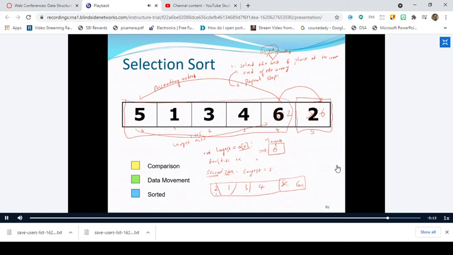Since 2 is greater, keep it like that. Again 2 compared with 3. Since 3 is greater than the largest value, you have to override this largest value with 3. Therefore 2 is changed to 3.